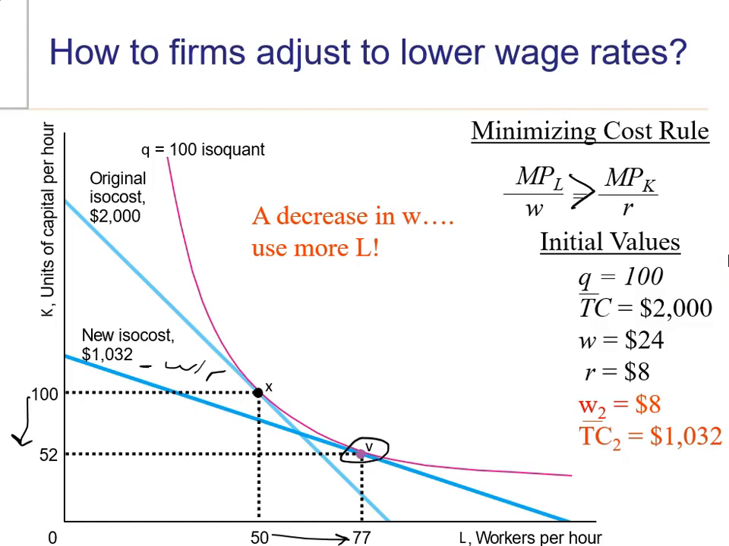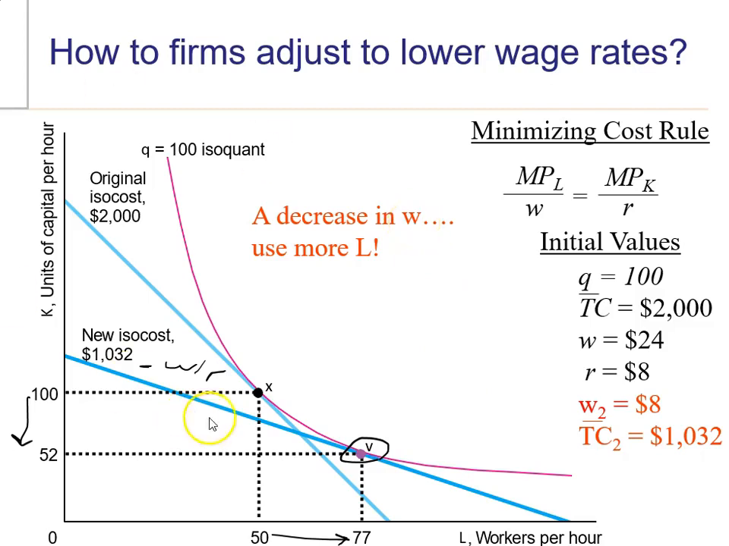At point V, it's no longer the case that NPL is bigger than W. At point V, now this last dollar rule says these two are equivalent. NPL over W just equals NPK over R. Anywhere past this point, then NPK over R will be larger than NPL over W, which says, hey, we need more capital and less labor. So this is the optimal way a firm adjusts its inputs if there's been a decrease in wages.